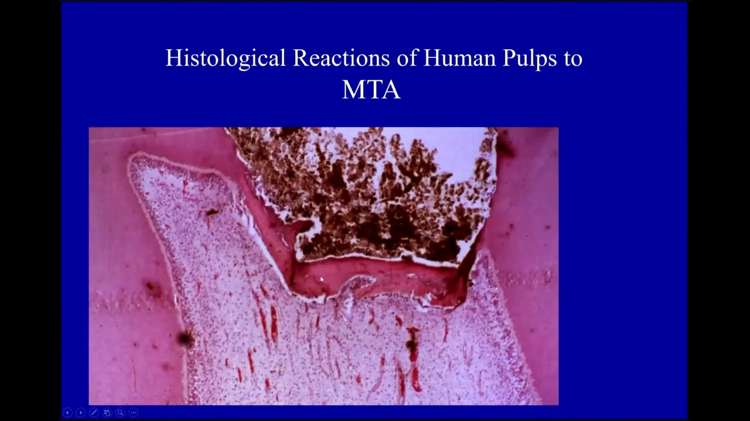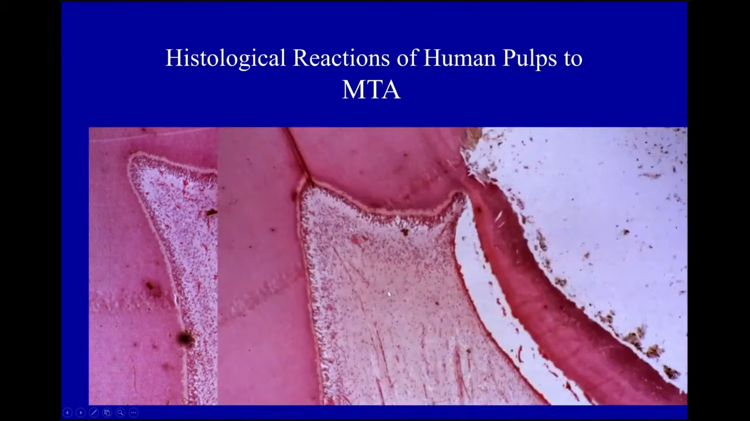This is a higher magnification of the same thing, and you see very, very little inflammation in here. Actually, the odontoblasts are lining up here, and this is the opposite tooth, the contralateral tooth, that you see, and this is an artifact. But as you can see here, the same thing happened on the other tooth.